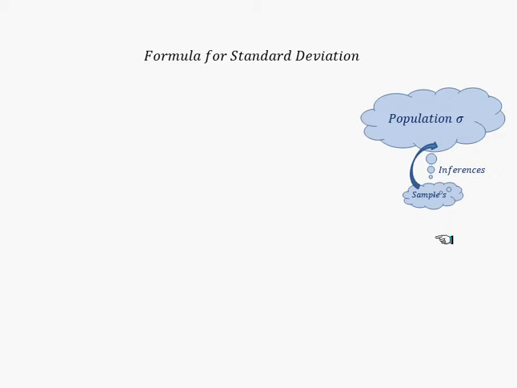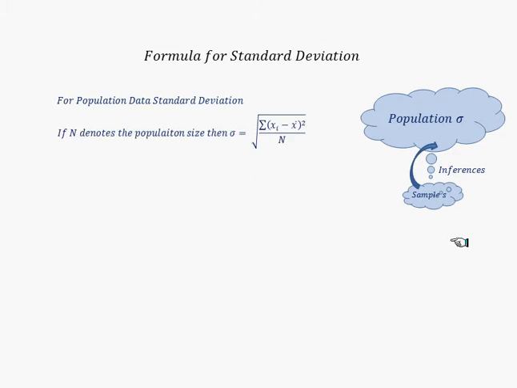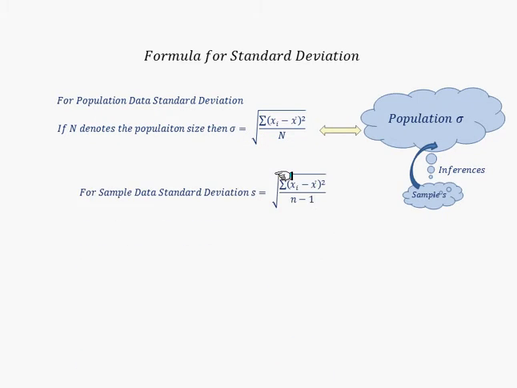Now we just want to review the formula for the standard deviation. For the population of size n, the standard deviation is the summation of the deviations squared divided by n, and the square root of that. For the sample, we simply divide by n minus 1. It was found that dividing by n minus 1 gives a better estimate of sigma, the population standard deviation.